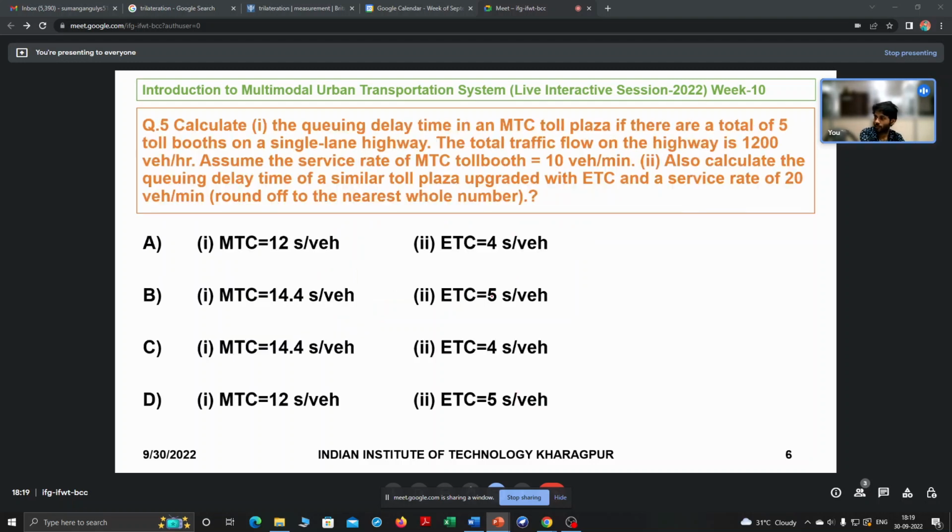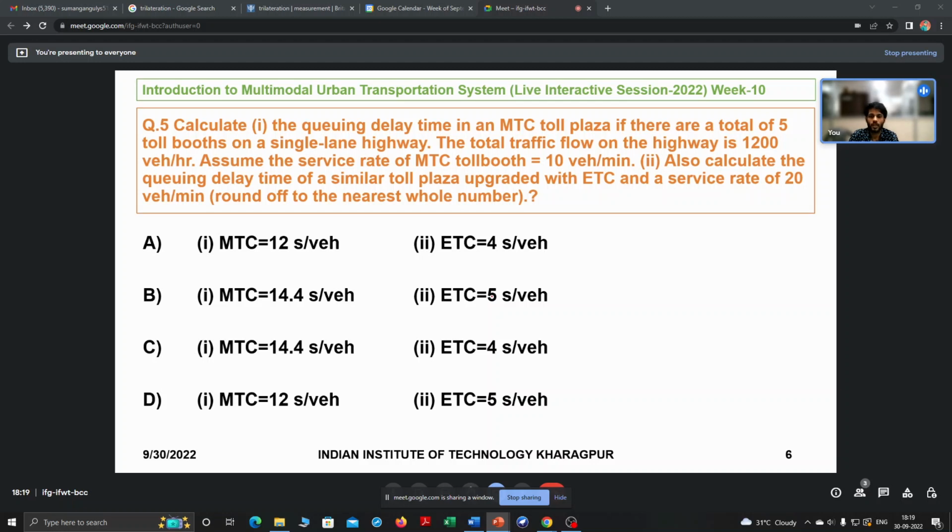Let me go to the next question. So now the question is, calculate the queuing delay time in a manual toll plaza if there are a total of 5 toll booths and only a single lane is available at that highway. Although generally we have more than a single lane, for the sake of example, it is a single lane highway. The total traffic flow is given as 1200 vehicles per hour.